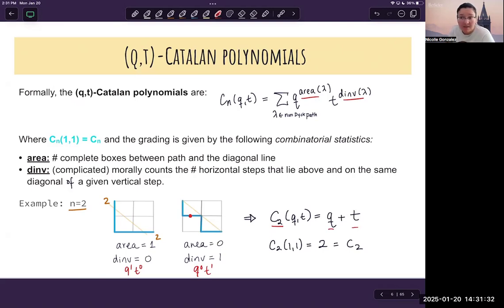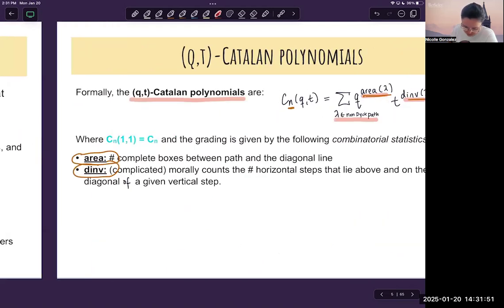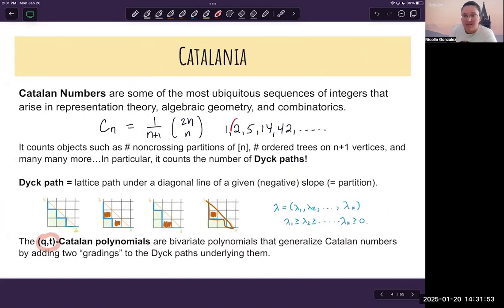And the claim is that these polynomials generalize the Catalan numbers. And indeed, they do when you plug in the variables q and t equal to 1. And let's check that. So here, if I plug in q and t equal to 1, I end up with 1 plus 1. This is 2, which if we go back to the previous page, you'll notice that that is exactly the second Catalan number. So that's, in that sense, how they generalize it.